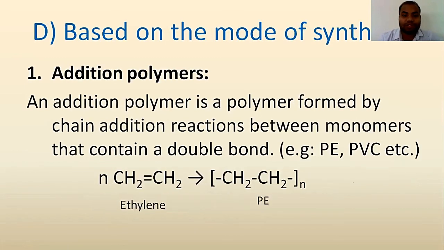Okay. Next come the polymers based on the mode of synthesis. Based on mode of synthesis, there are two types: addition polymer and condensation polymer. Addition polymer is generally formed by the addition reaction between monomers that contain a double bond. This addition reaction generally goes through the normal free radical mechanism, or anionic or cationic mechanism. They generally contain three steps: initiation, chain elongation, and chain termination, which we are going to see in the next class.